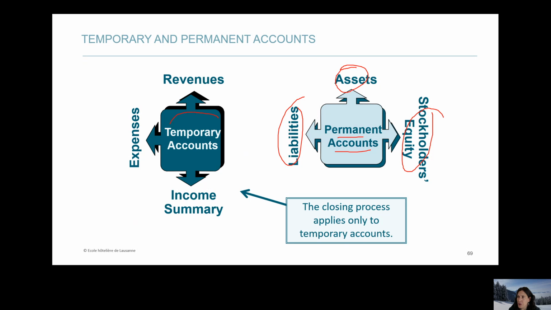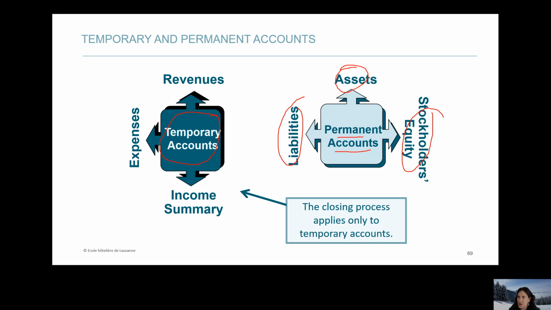It's only the temporary accounts here on the left-hand side that will be emptied. So that means that at the very end of the accounting period, you bring the balances of the temporary accounts to 0. You empty those temporary accounts into retained earnings so that in a new accounting cycle, these accounts start with a 0 balance, a 0 beginning balance.